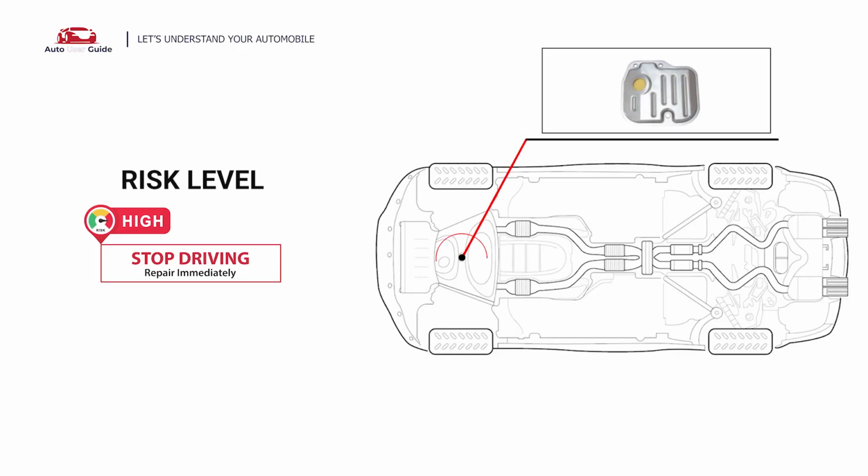This engine code is a general OBD2 code for vehicles with automatic transmissions, and potential causes include low or dirty transmission fluid, worn clutch packs, hydraulic leaks in the valve body, or a malfunctioning TCM or solenoids. Under this circumstance, stop driving and repair your vehicle immediately.